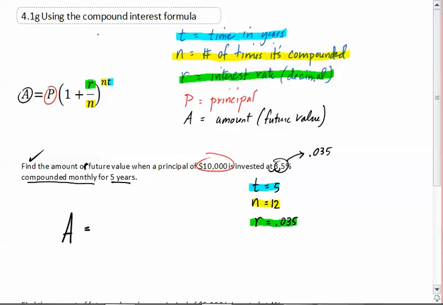I'm going to put in the 10,000. That's my principal. I'm going to put the parentheses here. I'm going to go 1 plus 0.035. The rest of this is downhill, right? N is 12. And now, the 12 times 5 power.